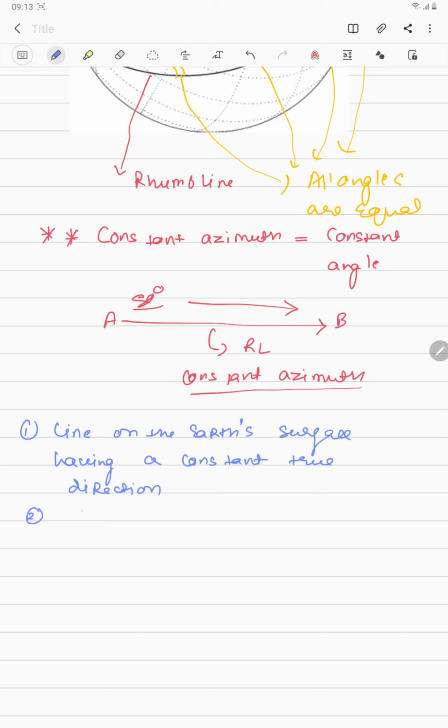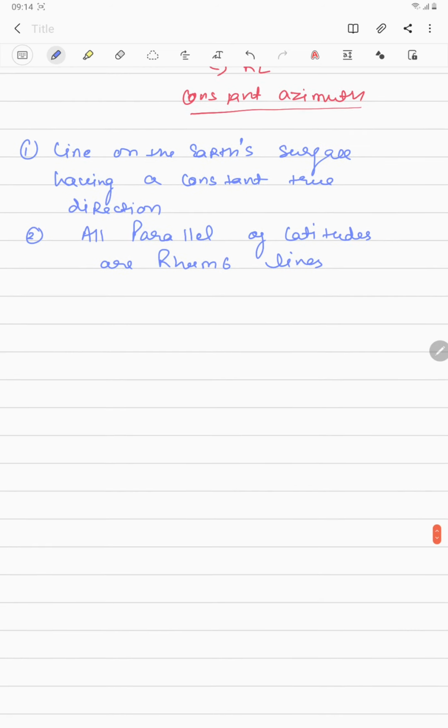All parallels of latitude are rhumb lines. Now we will understand this. What do we mean by this? All parallels of latitude are rhumb lines. I hope you have seen my previous basic navigation video, because this point will be more clear for you if you have seen my previous videos. So all parallels of latitude are rhumb lines. So let us go and understand this thing.